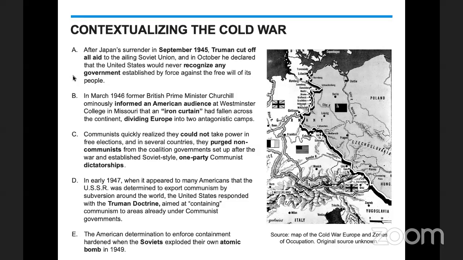Communists quickly realized they could not take power in free elections, and so they purged non-communists from the coalition governments that were set up after the war, and they established Soviet-style one-party communist dictatorships, which many would characterize as puppet states of the Soviet Union. And in early 1947, it appeared to many Americans that the Soviet Union was determined to export communism by subversion around the world. The United States will respond with the Truman Doctrine, aimed at containing communism to areas already under communist governments. And then E, the American determination to enforce containment became a lot more difficult when the Soviets exploded their own atomic weapon in 1945.